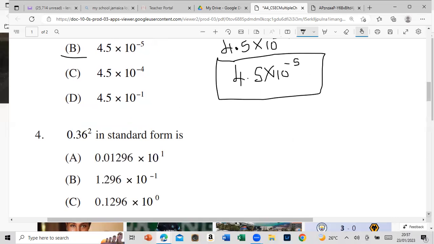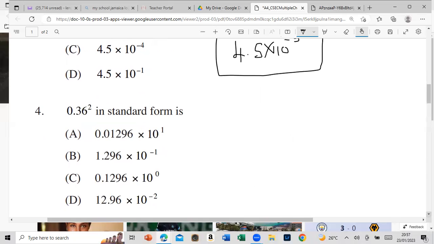This one now, it says 0.36 squared in standard form. Alright, so basically guys, I know that we should get 4 decimal places, since we're gonna have 0.36. You know the rule already when you're multiplying decimals, right? Completely ignore the decimal point, multiply it, and then you put back 4 decimal places. So this is 2 and this is 2. So 2 and 2 make 4.